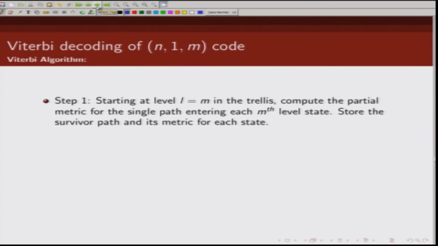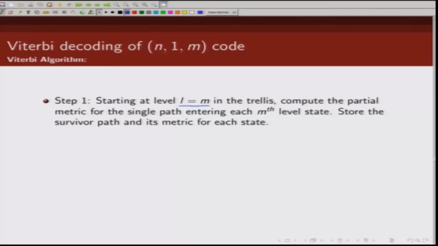So, to summarize how the Viterbi algorithm works. Starting at time up to m, the memory order, there is only one path from the initial all 0 state to any other state. So, up to time equal to m in the trellis, we compute the partial path metric for the single path from the all 0 state to any particular state, and we store the survivor path as well as the metric value for that state.